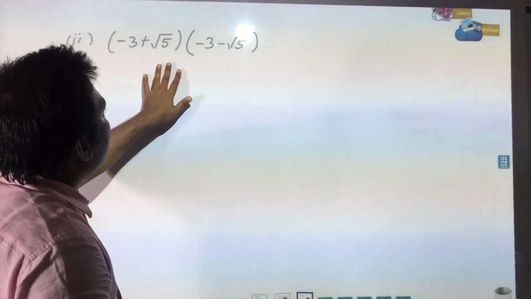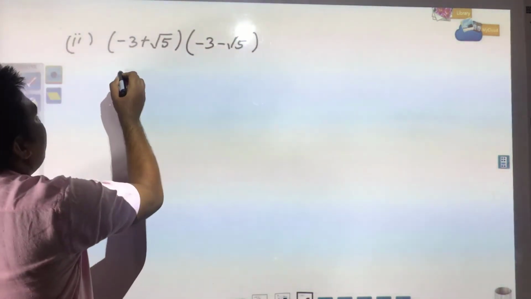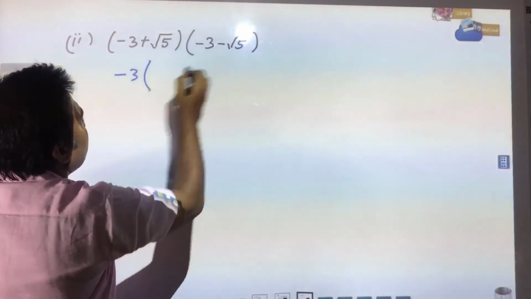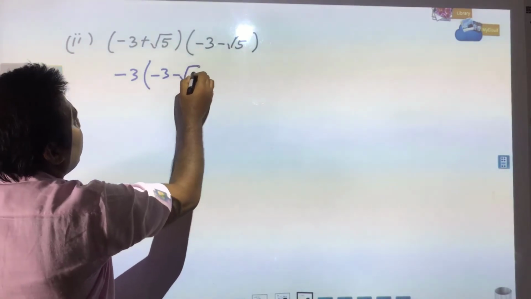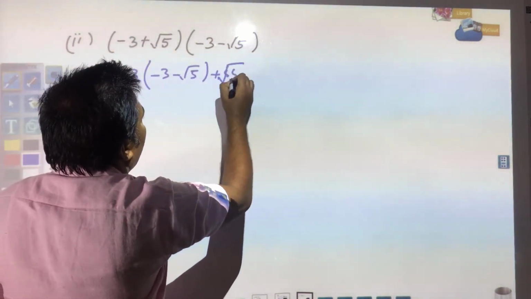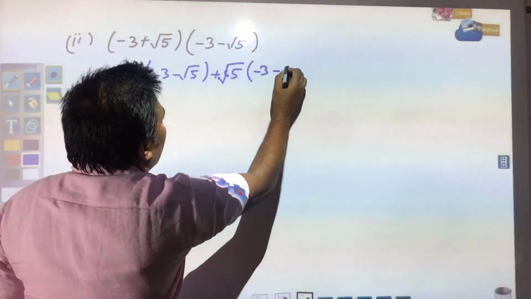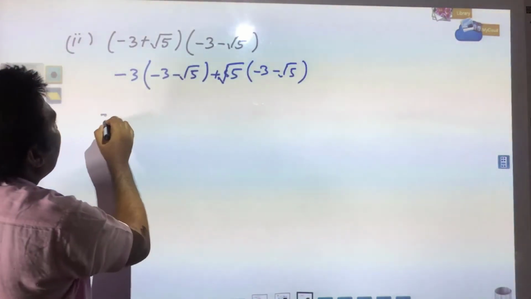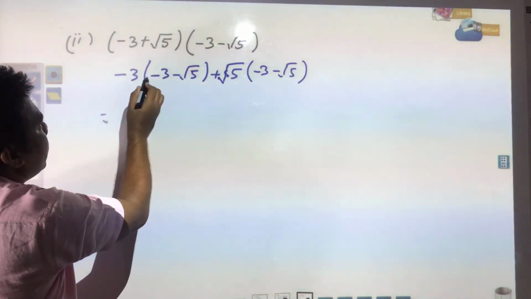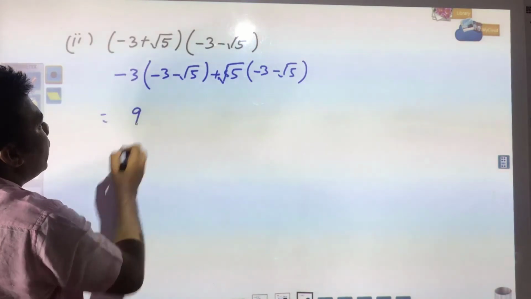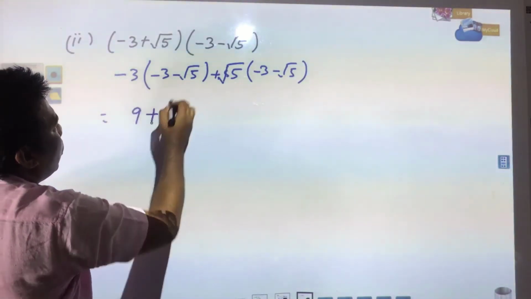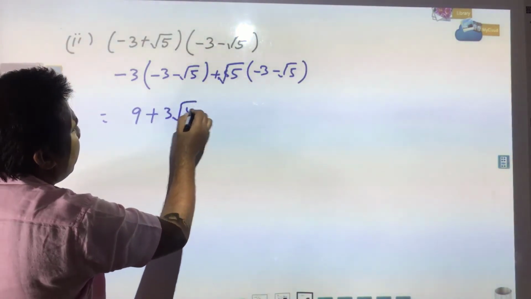Here you see the same thing is there again. If you are multiplying in a very simple way, minus 3 into these terms, minus 3 minus root 5 plus root 5 into minus 3 minus root 5. If you are multiplying, what will you get? Minus 3 into minus 3, 3 3s are 9, minus into minus is equal to plus. So, 9, minus into minus again plus, and 3 into root 5, 3 root 5.